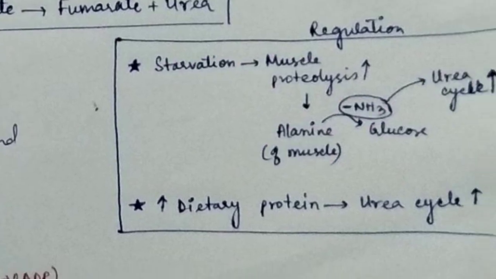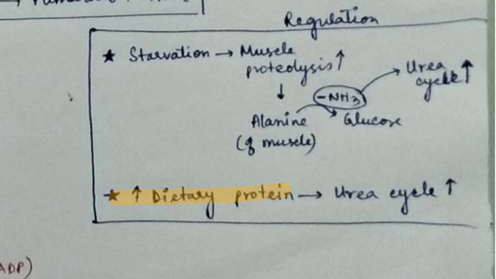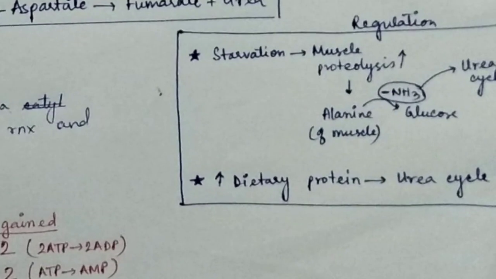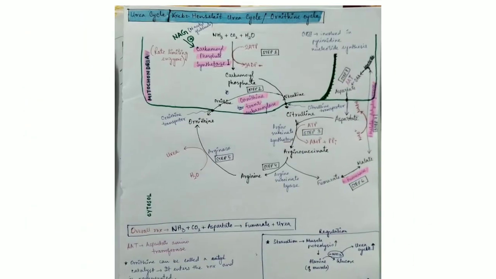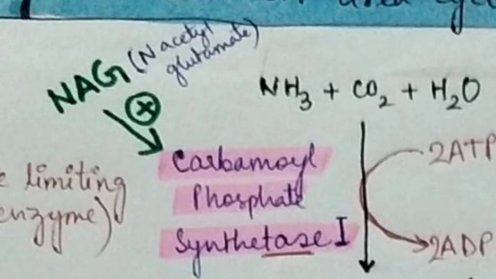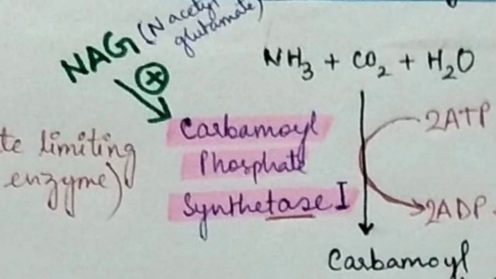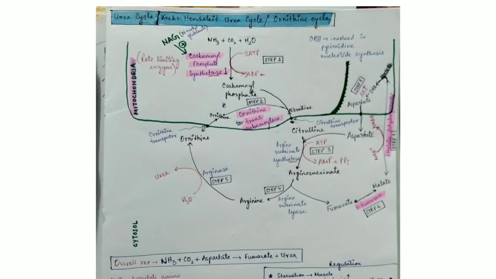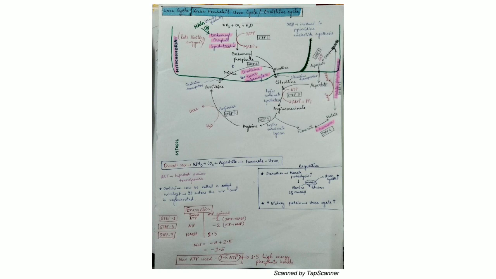Again, if there is high intake of dietary proteins, it also results in more urea cycle activity. These are the coarse regulations. There is also fine regulation working in this entire cycle, which is N-acetylglutamate. N-acetylglutamate, by stimulating carbamoyl phosphate synthetase 1, having a positive impact on it, will increase the urea cycle. Okay, so this is all about the urea cycle.